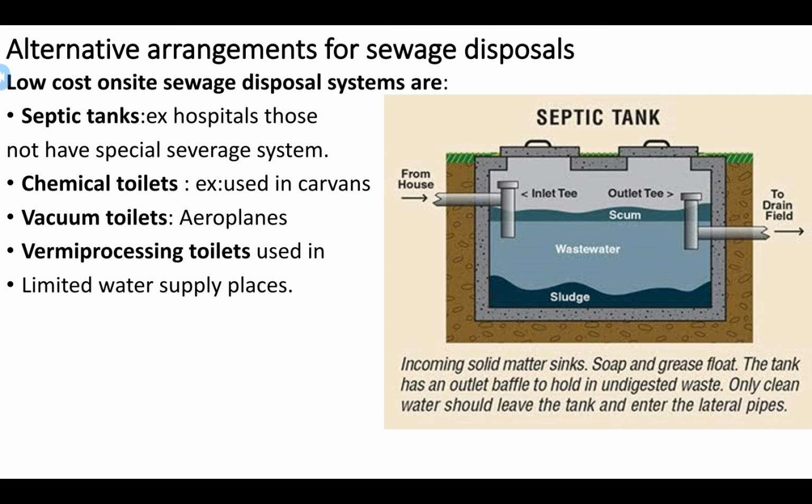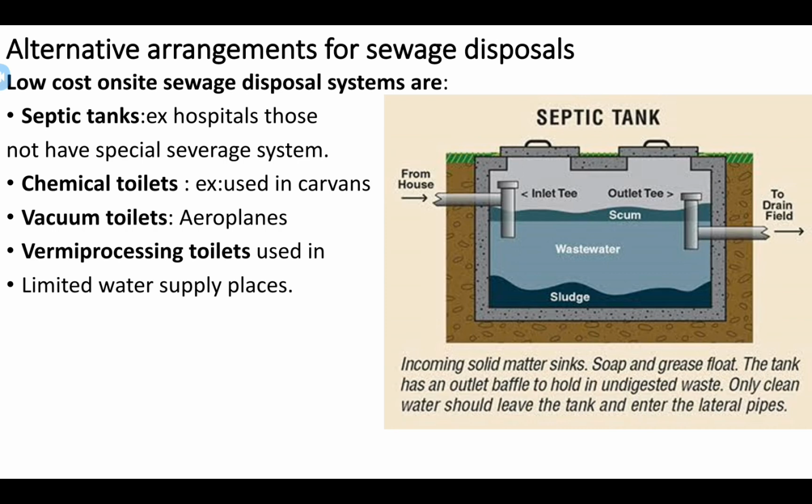Then what is one more type of sanitation process? Chemical toilets. Especially they are used in caverns, and if you want to arrange a small party, then we can use the chemical toilets instantly. Then vacuum toilets are used in aeroplanes. Vermi-processing toilets are mainly used in places with limited water supply.